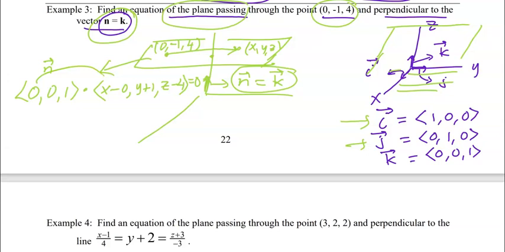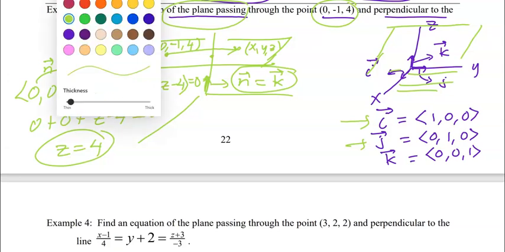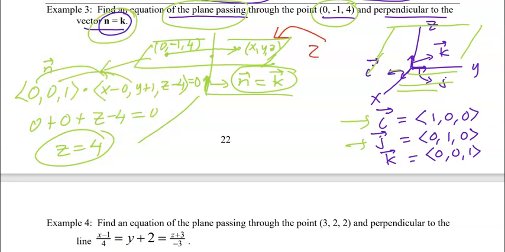So 0 times the first is 0, plus 0 times the second is 0, plus z minus 4 should be 0. So z equals 4. You see that? z equals 4 is the plane. I don't know if you remember from the first class, z equals 4. It's kind of delayed writing here. z equals 4 is that plane.